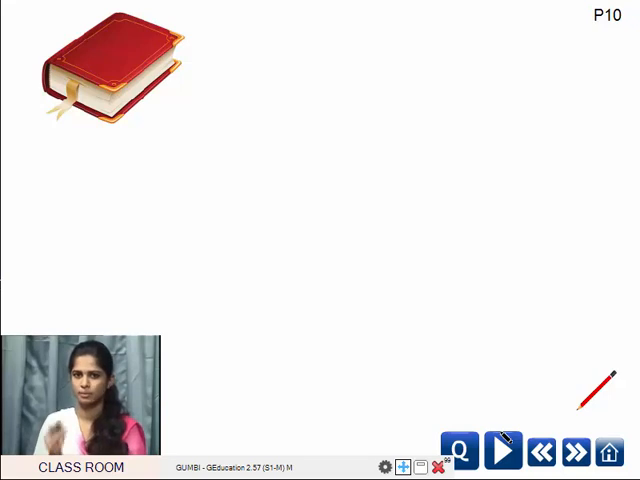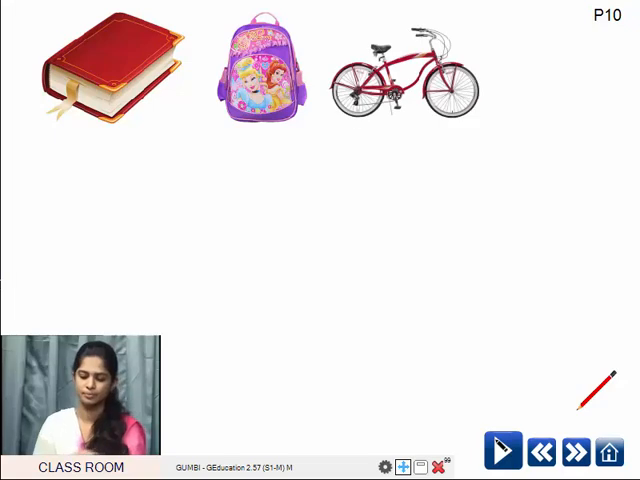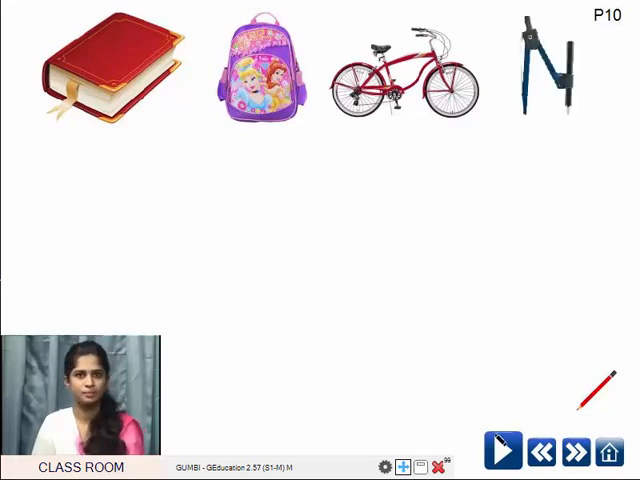Example book. For what you will use? Yes, suppose if it is empty book, nothing is written, you will use it for writing. Suppose if it is a textbook, you will use it for reading, right? Similarly, try to imagine for what all things you will be using. So this is book. What is this? Yes, it is bag. What about this third image, students? Yes, it is cycle. What about this?